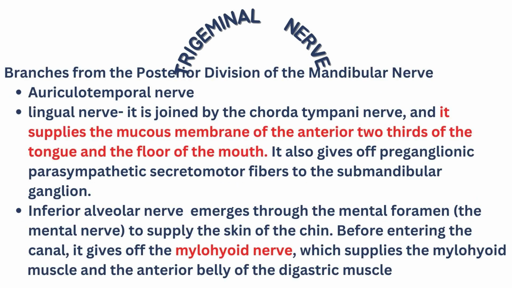Then the posterior division gives the auriculotemporal nerve, the lingual nerve, and the inferior alveolar nerve. The lingual nerve is joined by the chorda tympani nerve, and it supplies the mucous membrane of the anterior 2/3 of the tongue and the floor of the mouth.